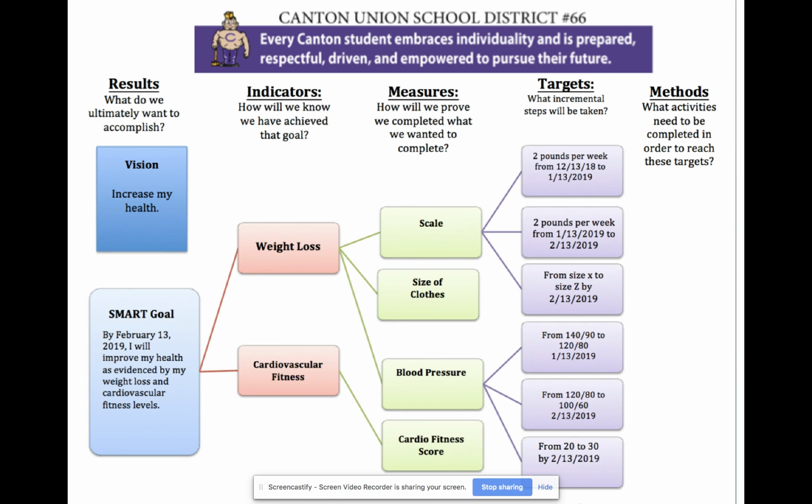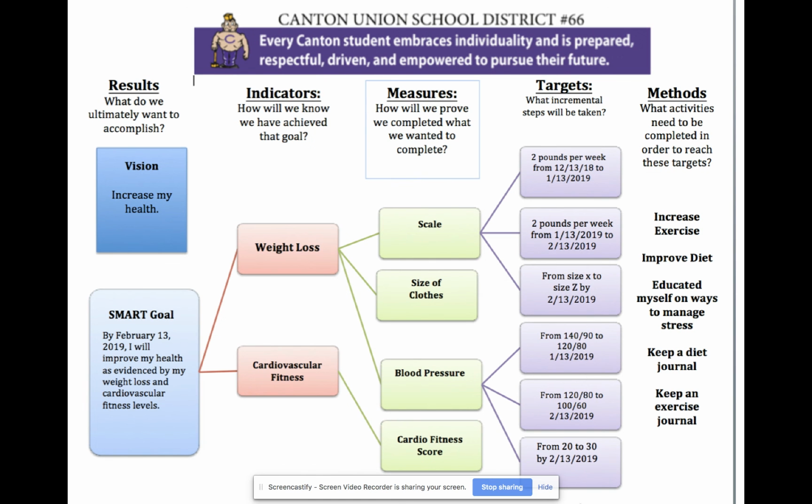The last component of this process is to determine the methods that will need to be put into place in order to reach the various targets. Methods are the activities needed to be completed in order to ensure you reach your targets. For example, in order to ensure that I lose 2 pounds per week, I will need to increase my exercise levels as well as improve my current diet. Methods help you to see what needs to be completed in order to reach your targets and ultimately your goal.